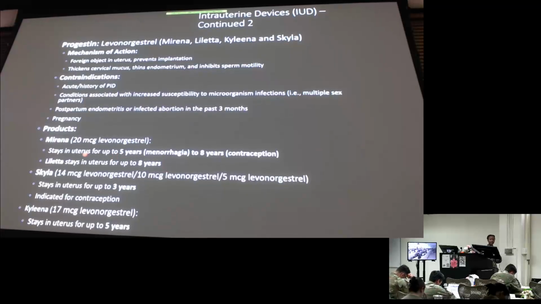Then you have your Liletta, 8 years, your Skyla, 3 years, only using this for contraceptive, same thing with your Liletta, only for contraceptive, and your Kyleena, 5 years, only for contraceptive, okay? So your Mirena, M and M, right? Menorrhagia, Mirena, 5 years, 8 years contraceptive, 8 years contraceptive for your Liletta, Skyla, 3, Kyleena, 5, and these are also only contraceptive purposes.